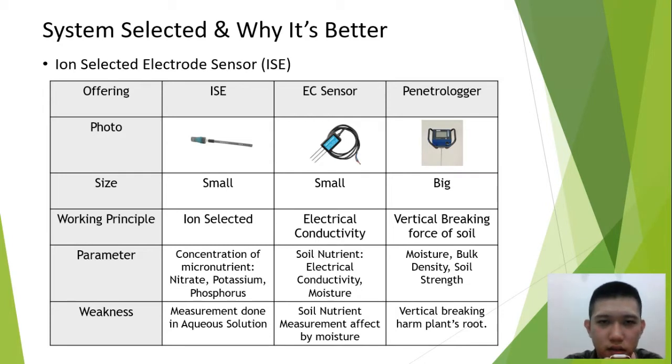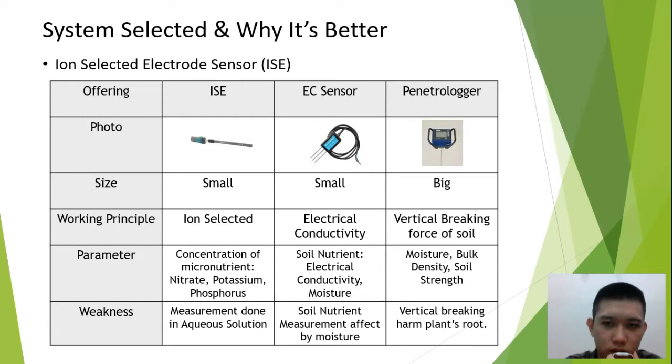Next, the EC sensor, compared to the ISE sensor, is also able to analyze the soil nutrient by using electrical conductivity. However, this is also the weakness of the EC sensor, because the soil nutrient measurement using EC will be affected by the moisture of the soil.